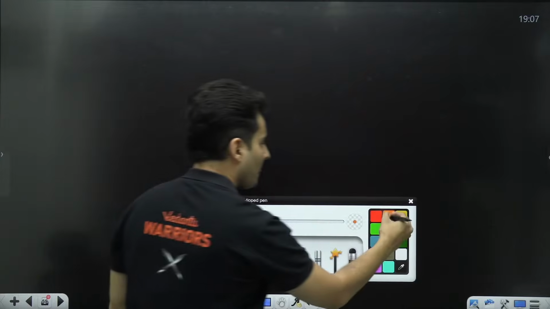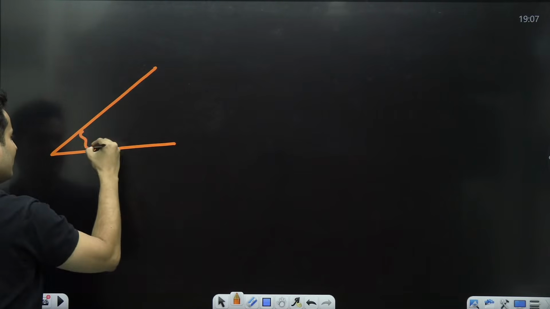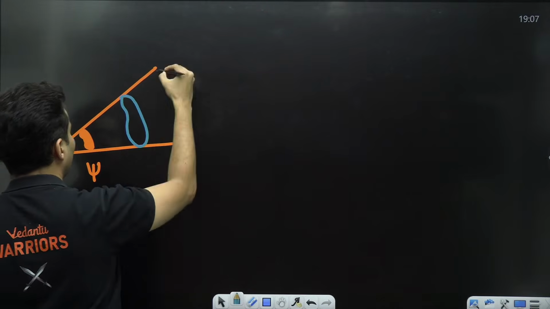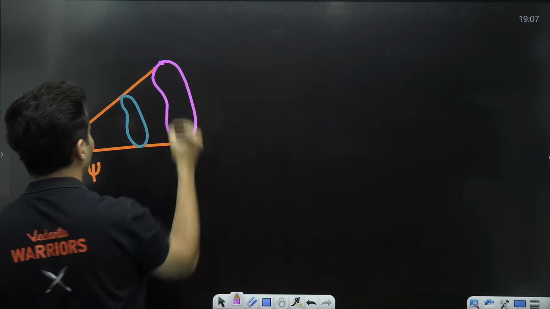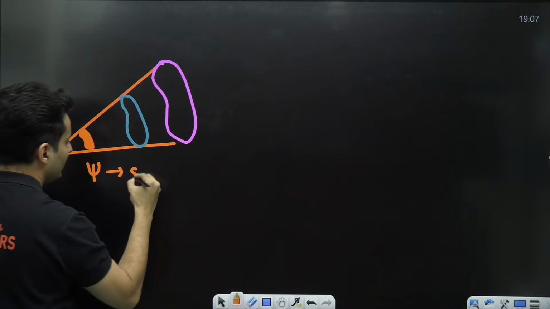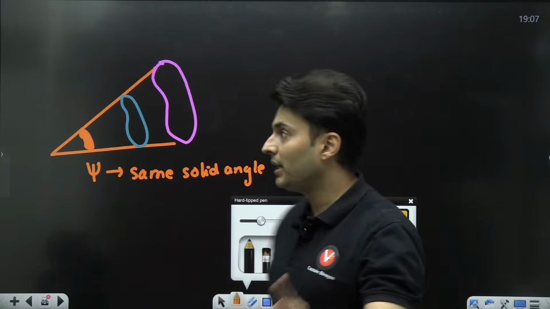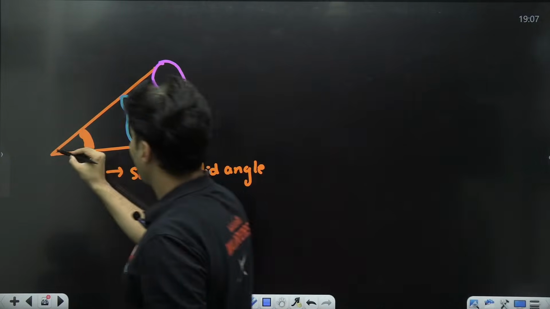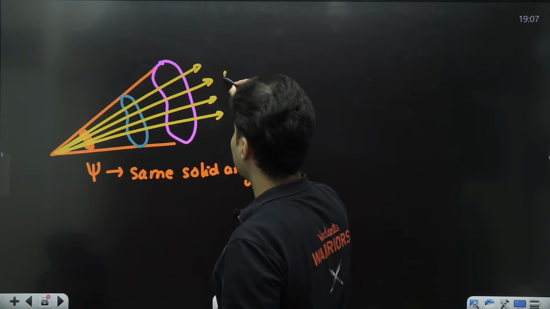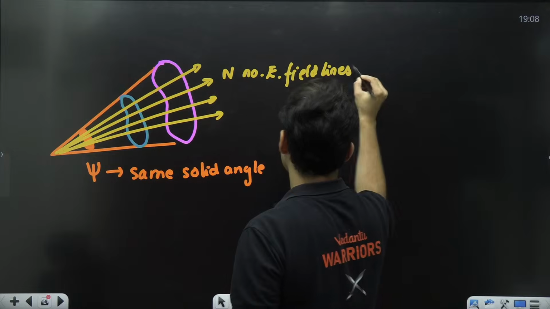Now, what happens is, if you take any shape which has basically the same solid angle, whether you take this part over here versus this part over here, they both have the same solid angle. And what is same through both of them is the number of lines which are cutting through, n number of electric field lines which are cutting through it.